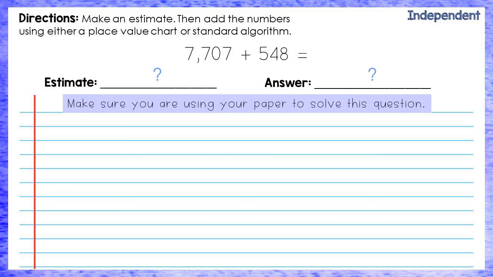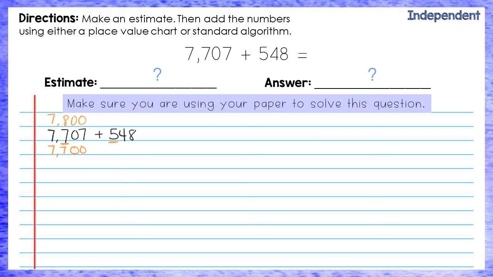Then we're going to estimate this last question. So go ahead and write your problem down. 7,770 could either round, we're going to round to the nearest 100 since they both have hundreds, okay? So it could either round down to 7,700 or up to 7,800. Is 7,707 closer to 7,700 or 7,800? Yeah, it's closer to 7,700.